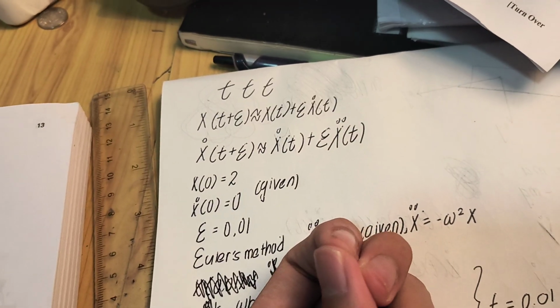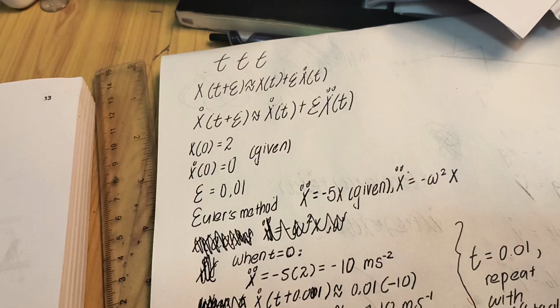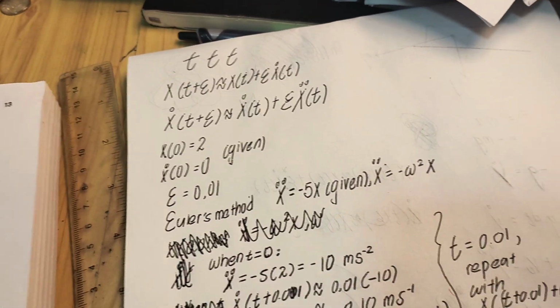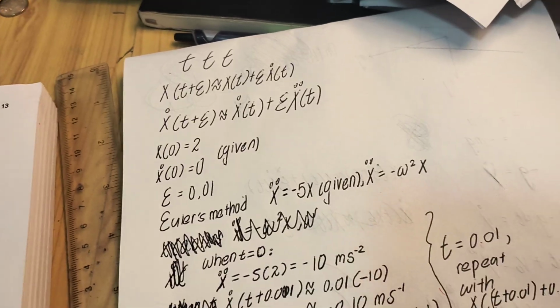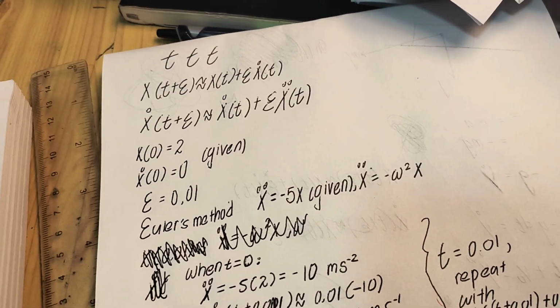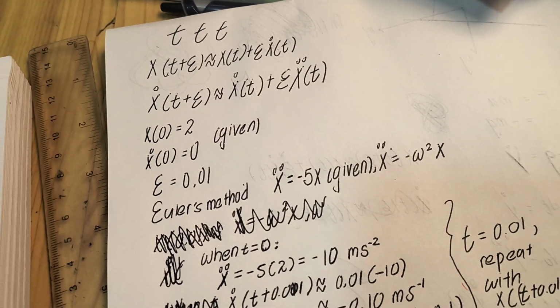And in this small amount of time, what you're assuming is that the acceleration remains unchanged. But in truth, in reality, the acceleration is constantly changing. So you can't actually predict it with 100% certainty. That's why we call it an approximation. And basically, the smaller the value of epsilon you use, the more accurate a value you're going to receive for your change in displacement.